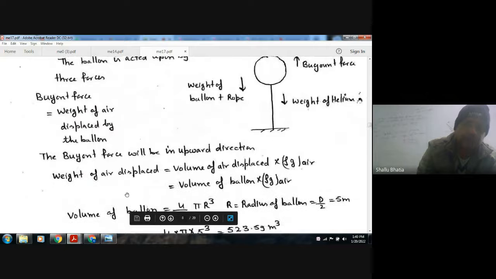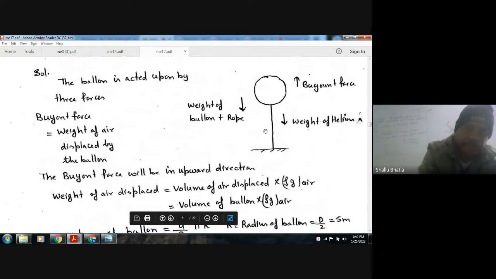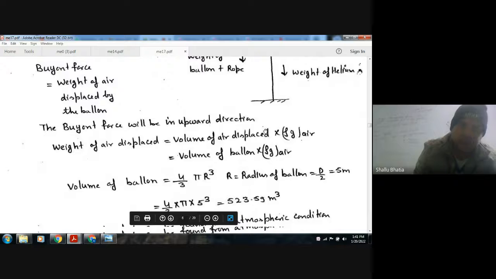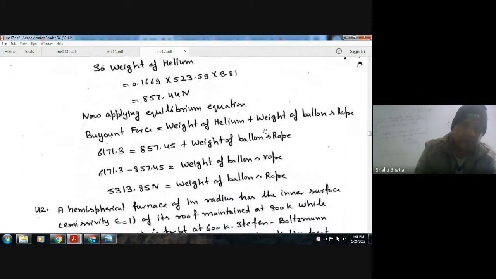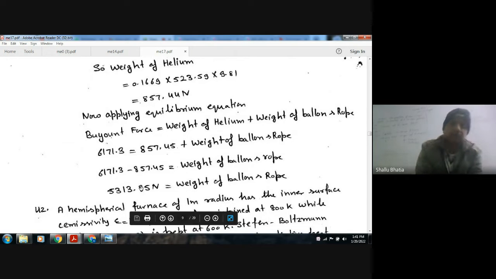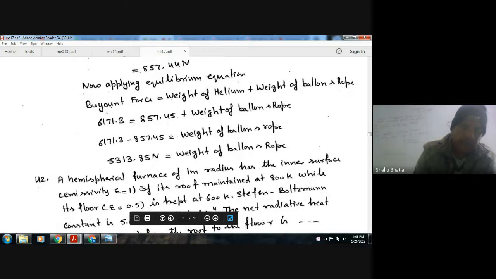Now, the buoyant force is acting in the upward direction and the other two forces are acting in the downward direction. So balancing forces, we have two forces, that is weight of helium and buoyant force. So the weight of balloon and rope can be found as force. Weight of balloon and rope is 5313.85 Newton. Okay.